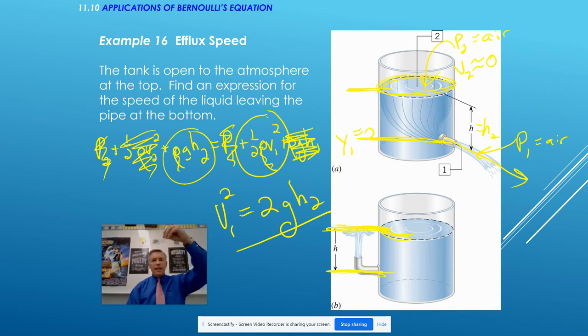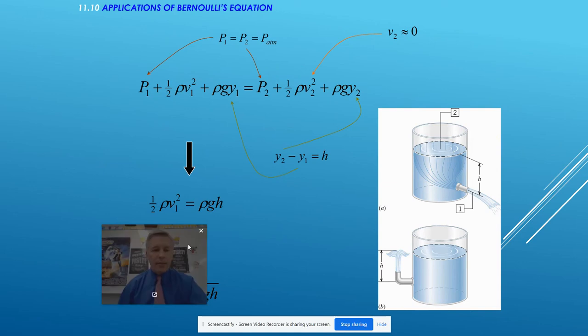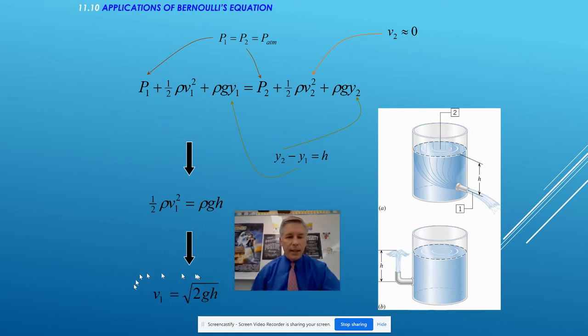What it means is it's almost as fast as a falling object. If you just drop something from that height and it fell that height, it would be moving that fast. If you have fluid flowing out, assuming you don't have any friction, so it's a non-viscous fluid, it would flow out at that same speed. It's just kind of amazing the stuff you can do with Bernoulli. And they lead you through this same idea and come up with the same equation down here. That pretty much finishes it up.